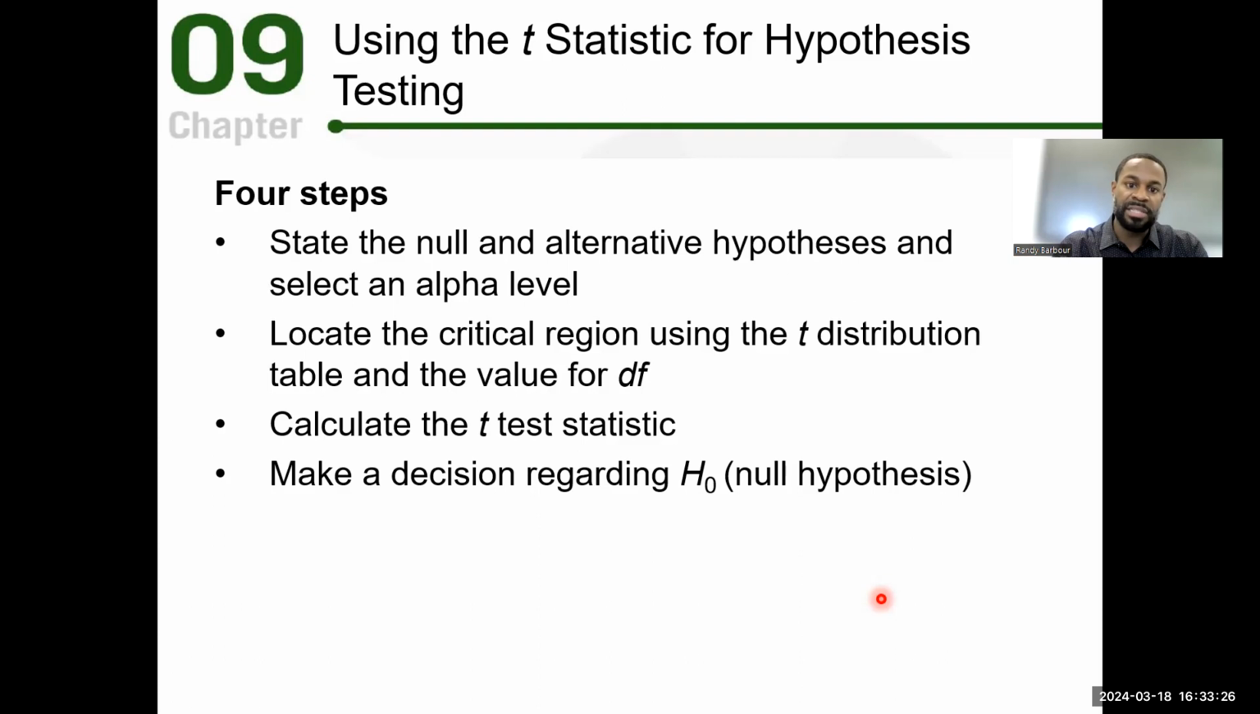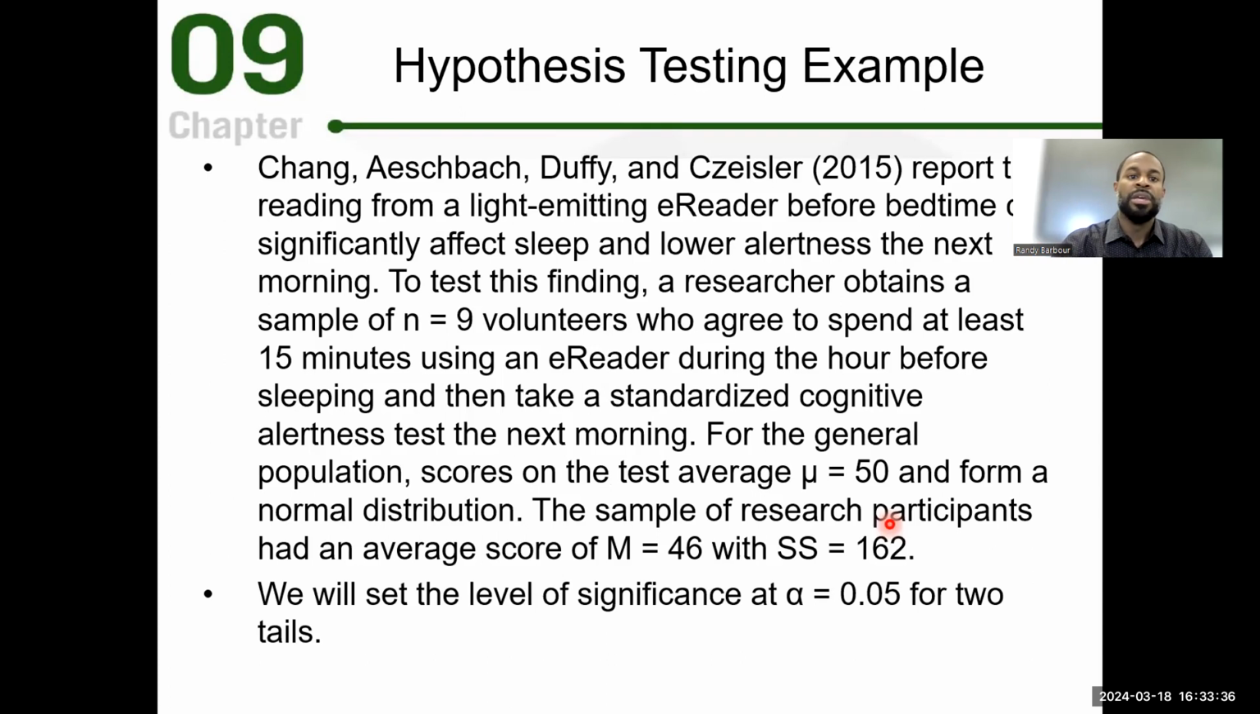You're going to calculate your t statistic, and then you're going to make a decision regarding the null hypothesis. Either reject the null hypothesis or fail to reject the null hypothesis. Okay. Here is the example that we used before spring break.